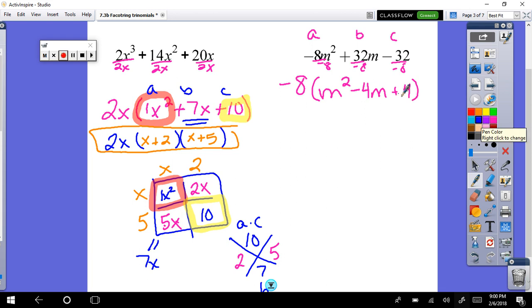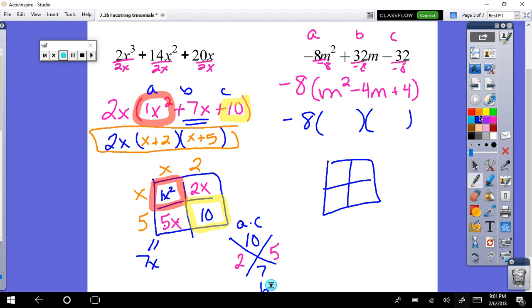So now I want to see if I can factor this trinomial that's left into two factors. And I'm going to use my box method. I'm only looking at the m squared minus 4m plus 4. Again, the first term, the m squared, goes in the first box, and then the 4 on the end goes right here. Then you do the a times c. A times c is going to be 1 times 4, which is 4.